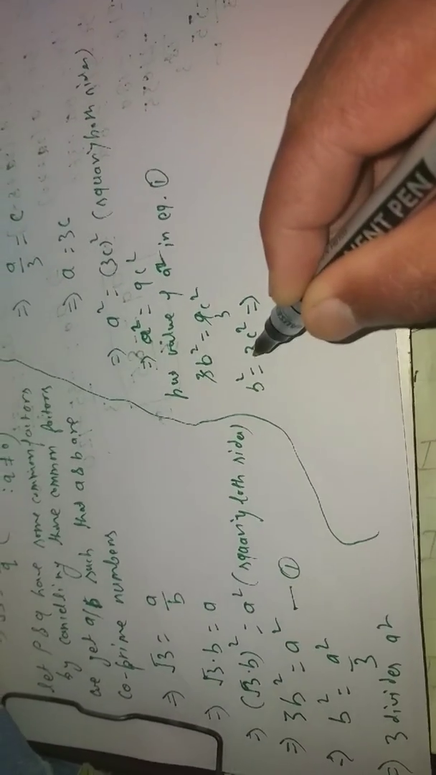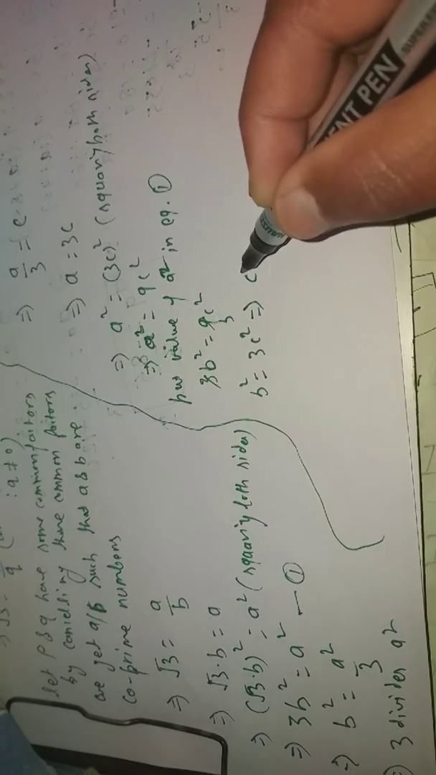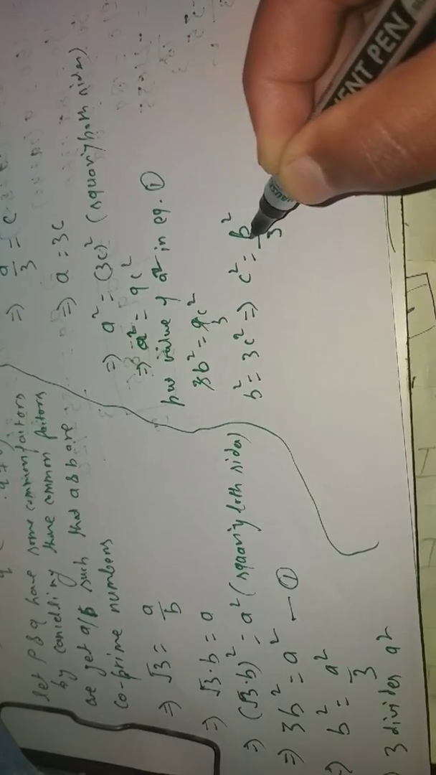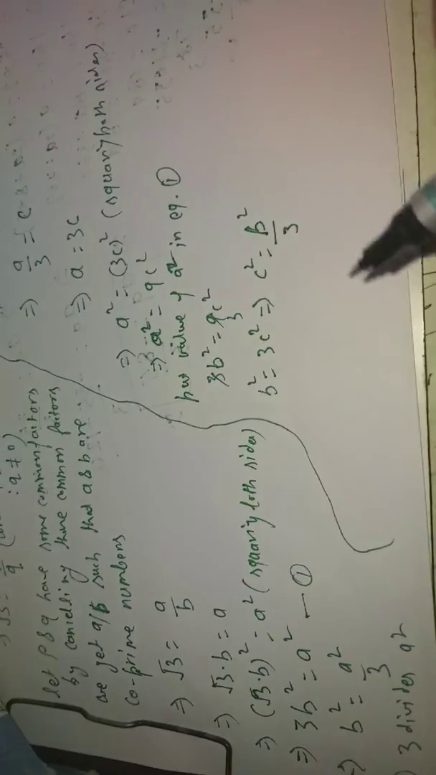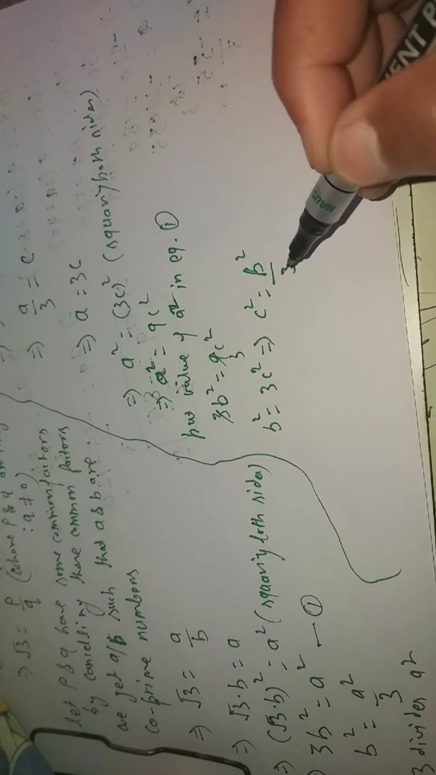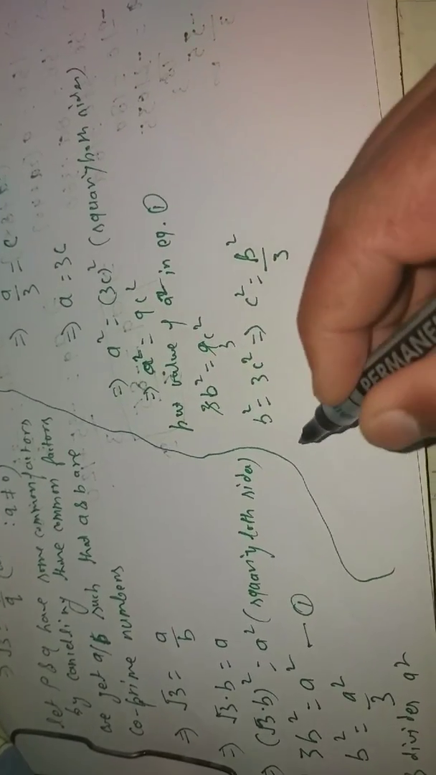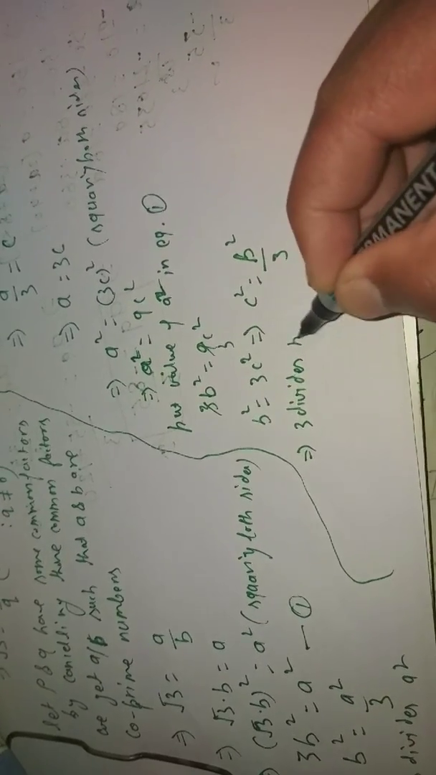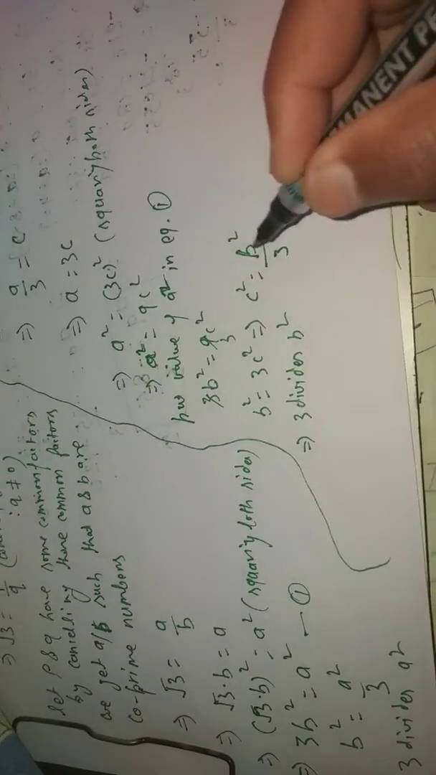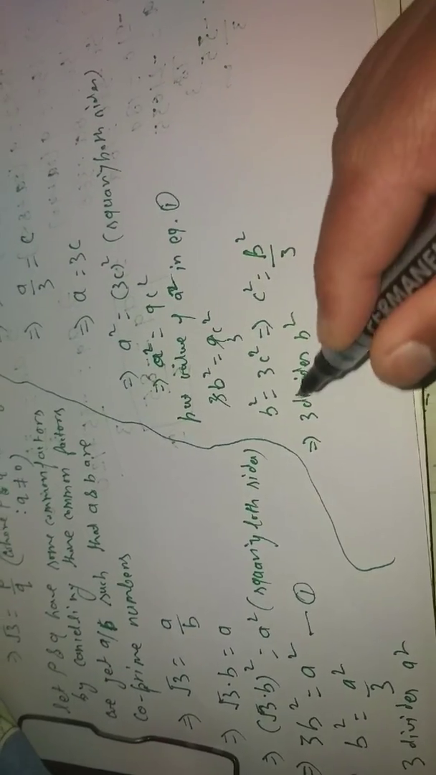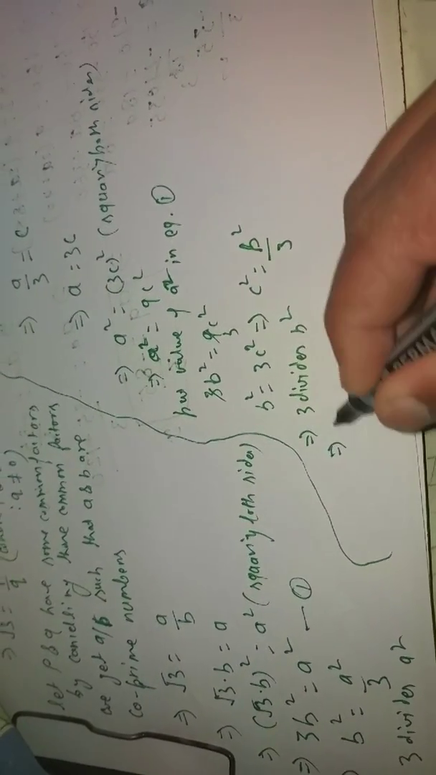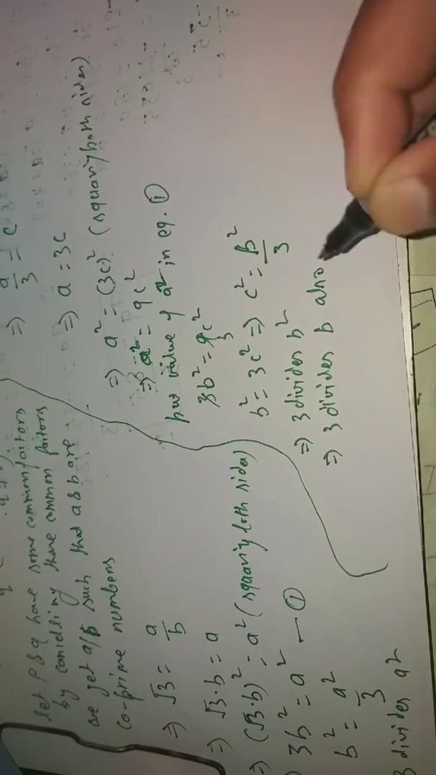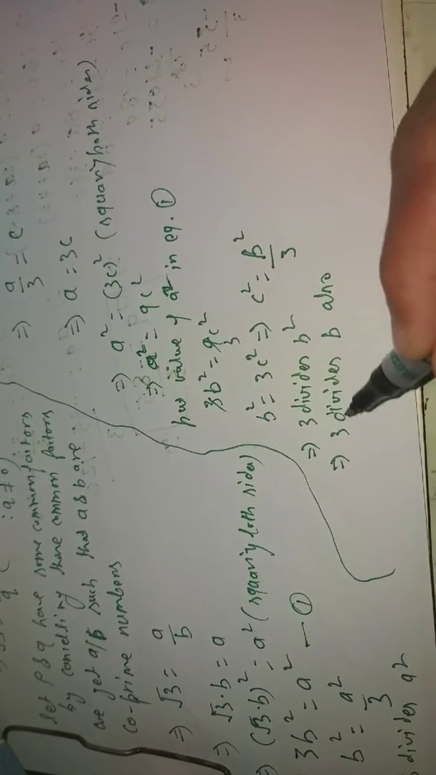It implies c square is equal to b square by 3. This 3 will divide that b square. Now what does this mean? This 3 is dividing b square. It implies that 3 divides b square. That is why there is a division sign here. So if 3 divides b square, what does this mean? It means 3 divides b also, because 3 dividing b square means 3 divides b also.